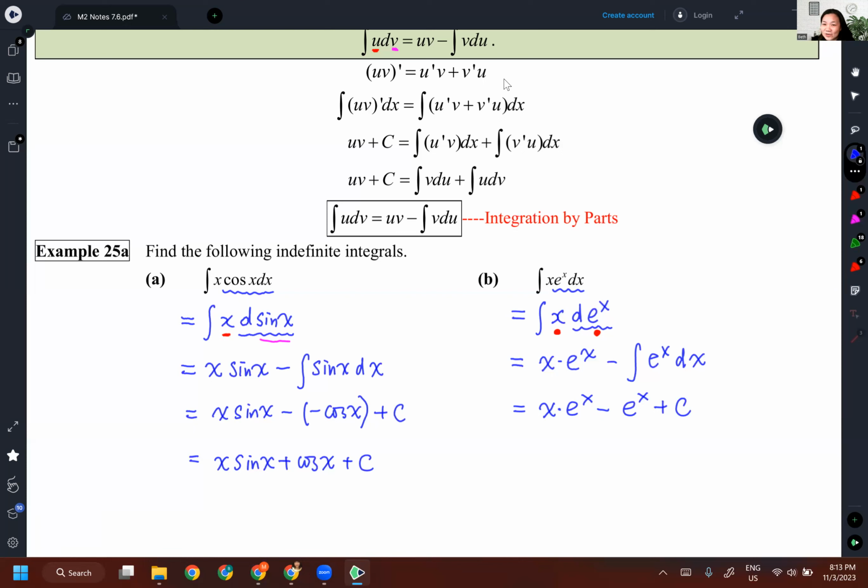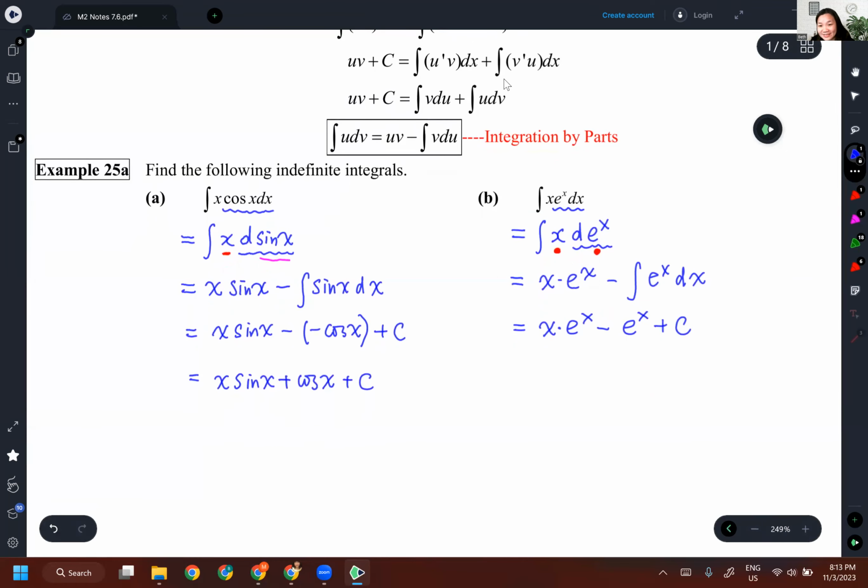Is it easy to use? I don't think so. It's the hardest part, I think. It's even worse than integration by substitution, because you have to do substitution first, and then you do the integration. I'll show you more examples. Is that okay?